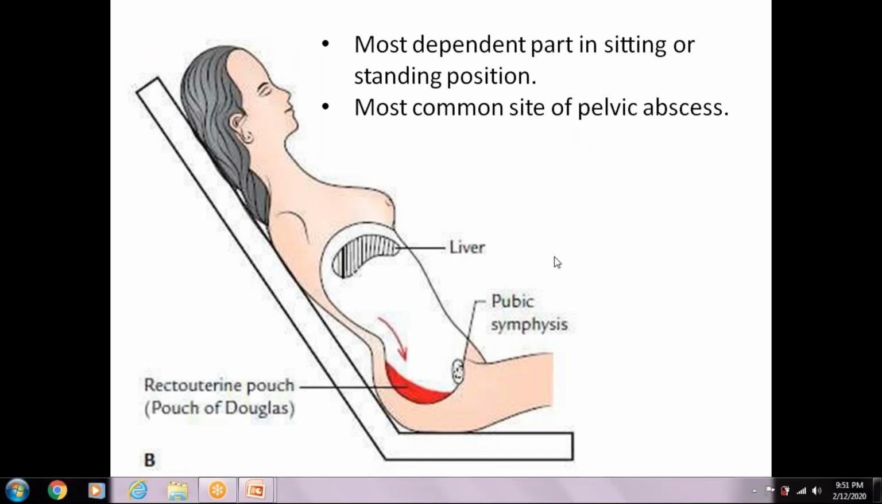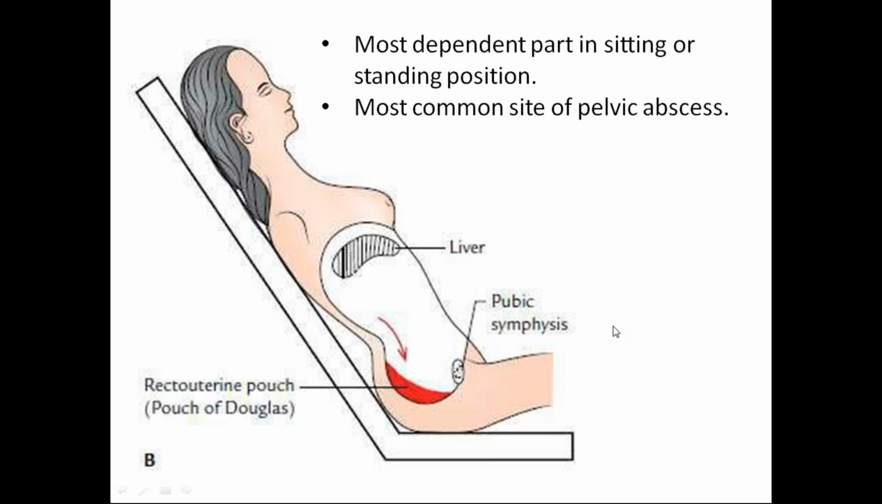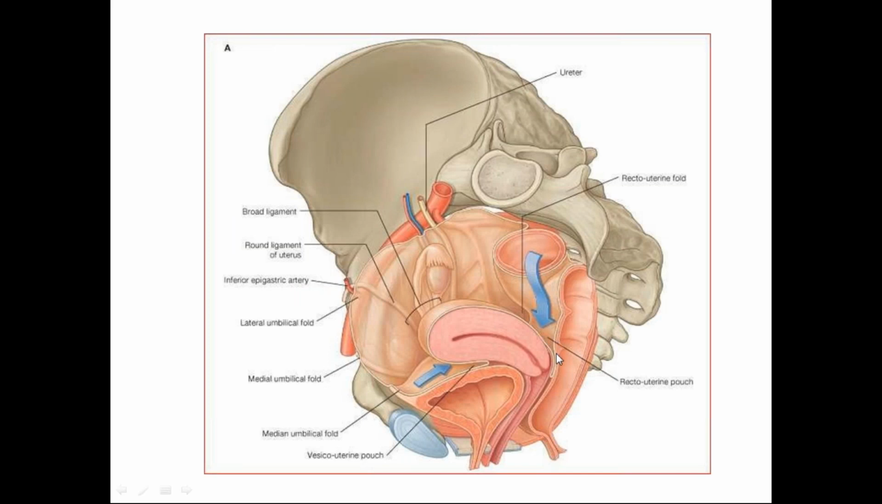As I already said, this is the most dependent part in sitting or standing position, and this is also the most common site of pelvic abscess in females. So this is the picture of the rectouterine pouch. This portion of the uterus is called anteverted portion. Normally the uterus will lie like this in the pelvic cavity. You can see the urinary bladder. The uterus will lie over the urinary bladder. So this portion of uterus is called anteverted and anteflexed.